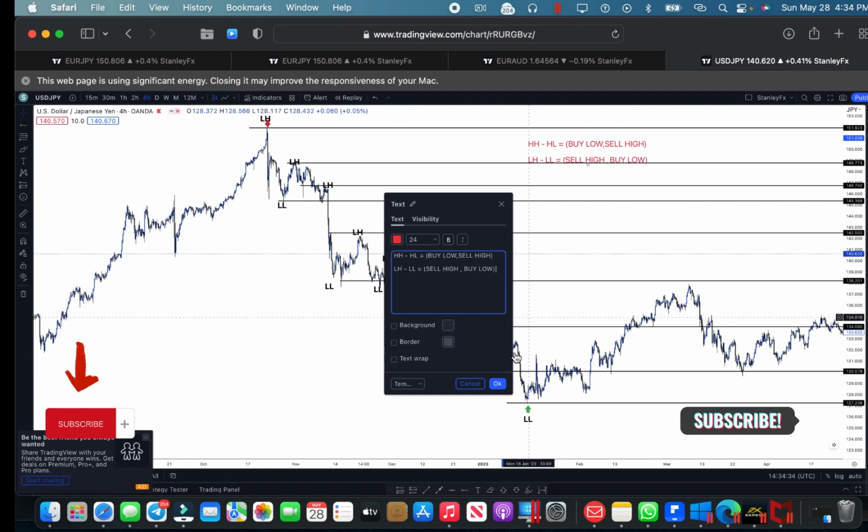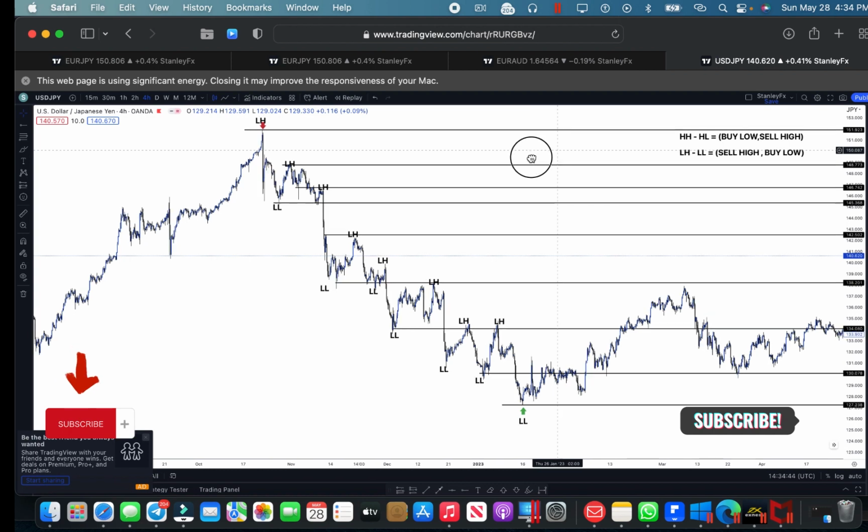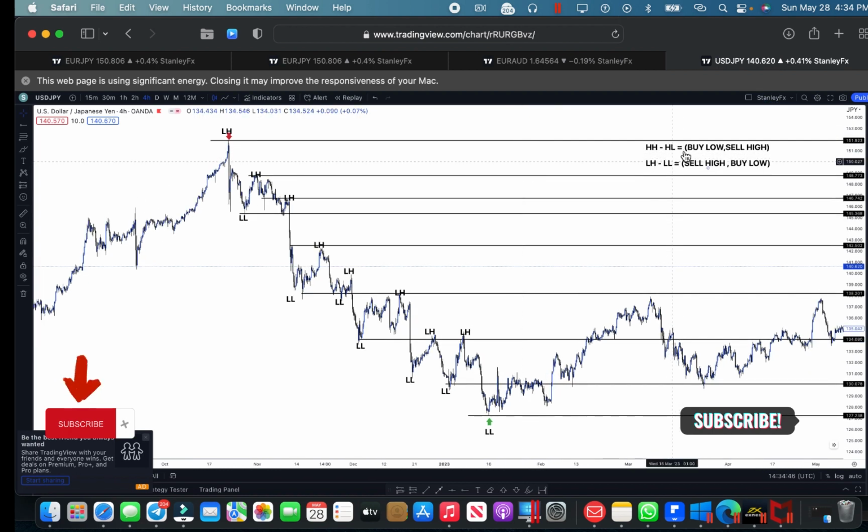Okay, so this is our guide. Let me just turn it to black. This is our guide that we're going to be using. We're looking to do what? We're looking to sell high and buy low. So this is the pattern that we're having in this defined trend, or market structure.